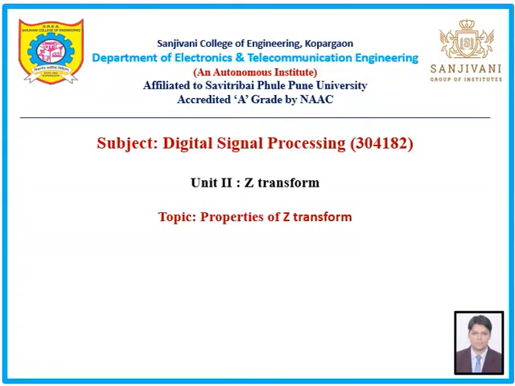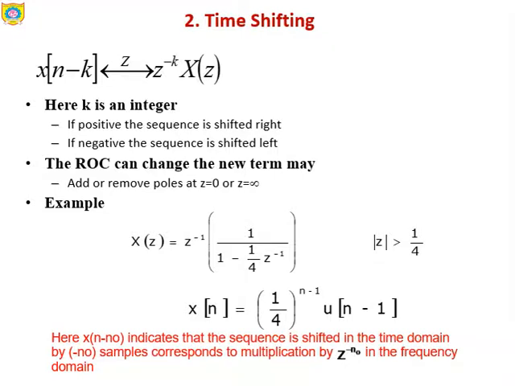We are going to discuss today the properties of the Z transform. Let's discuss the second property of the Z transform, that is the time shifting property. When we say it is the time shifting property, it means the signal x of n will be delayed by either k or minus k.